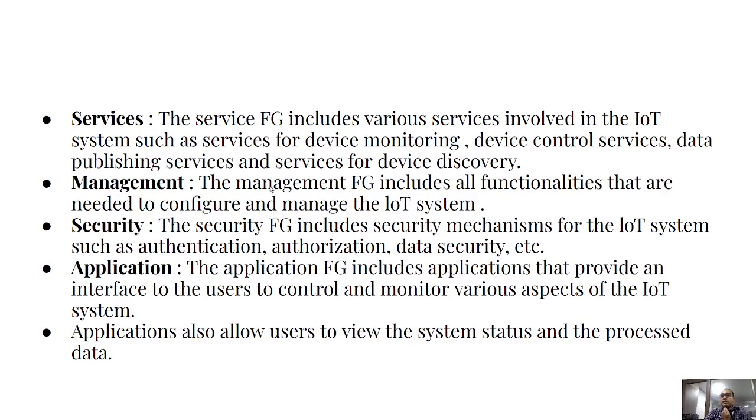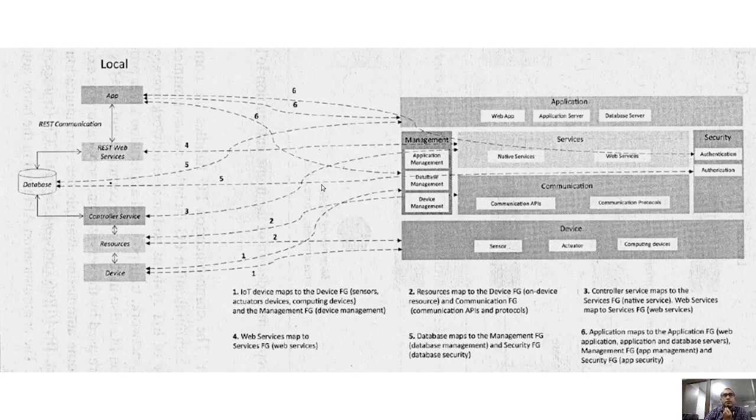Similarly, there is a management function group, which includes all the functionalities that are needed to configure and manage the IoT system. It can be to manage the resources on the device also. Then we have the security. The security function group includes mechanisms for IoT systems such as authentication, authorization, data security, etc. Similarly, we have the application function group, which includes applications that provide an interface to users to control and monitor the various aspects of the IoT system. So here we can see a mapping between the device levels or the IoT level specifications.